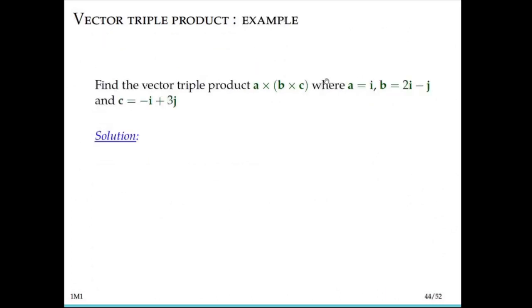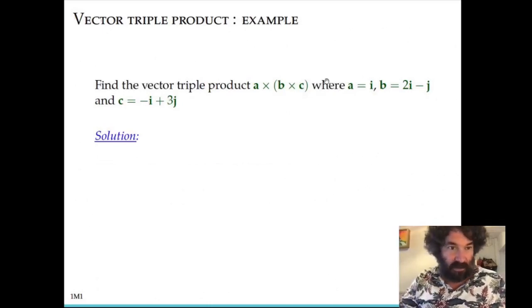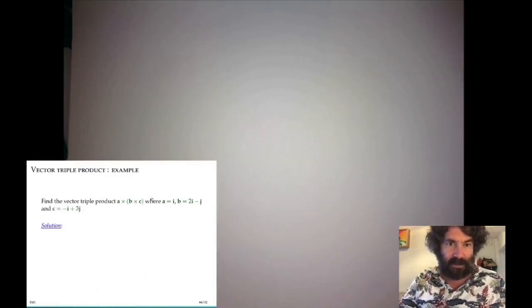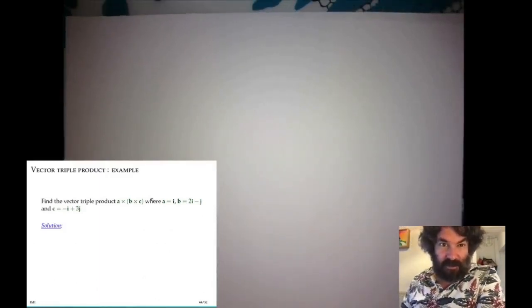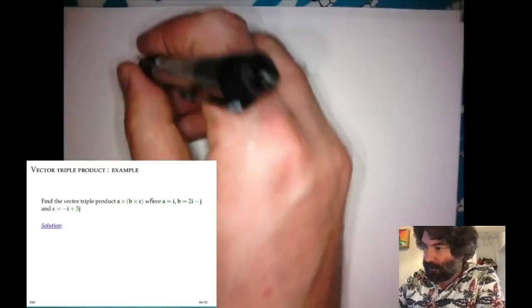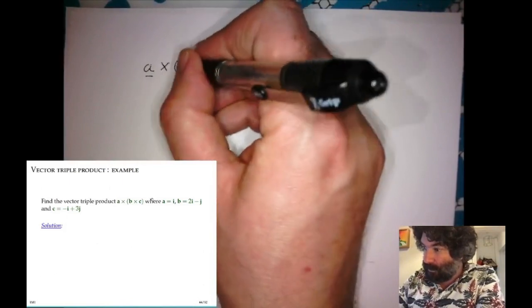So let's just do a simple example of computing a vector triple product. We have three vectors, A, B, and C, which are given, and we want to compute this vector triple product.